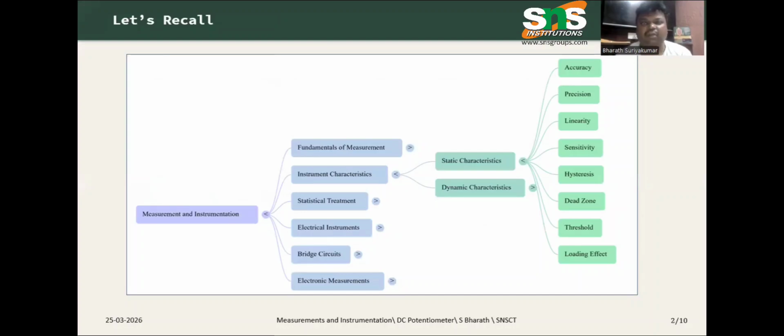Let's have a small recall about our previous topic. Previously, we were discussing the basic concepts of measurements and instrumentation. We discussed in unit number 1 what measurements and instrumentation are, the fundamental quantities of measurement, and the static and dynamic characteristics a measurement device provides. We also discussed the various statistical treatments, the errors occurring in an instrument, and the types of standards and calibrations in a measuring instrument.